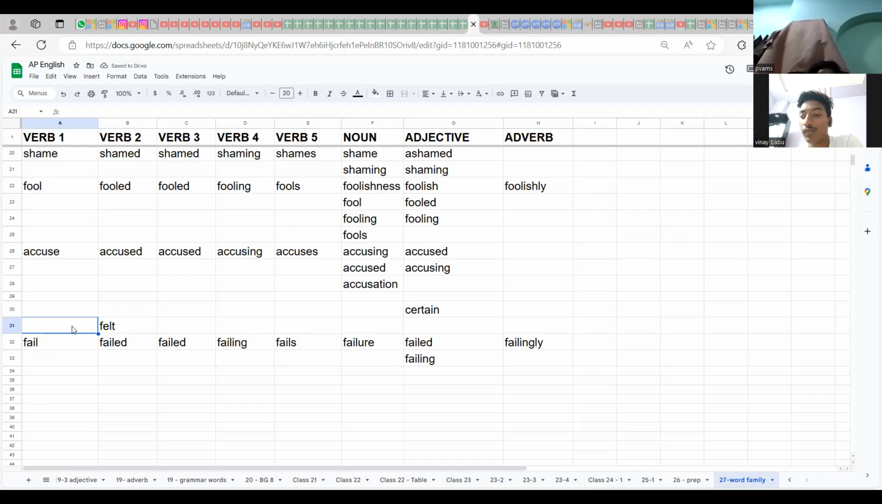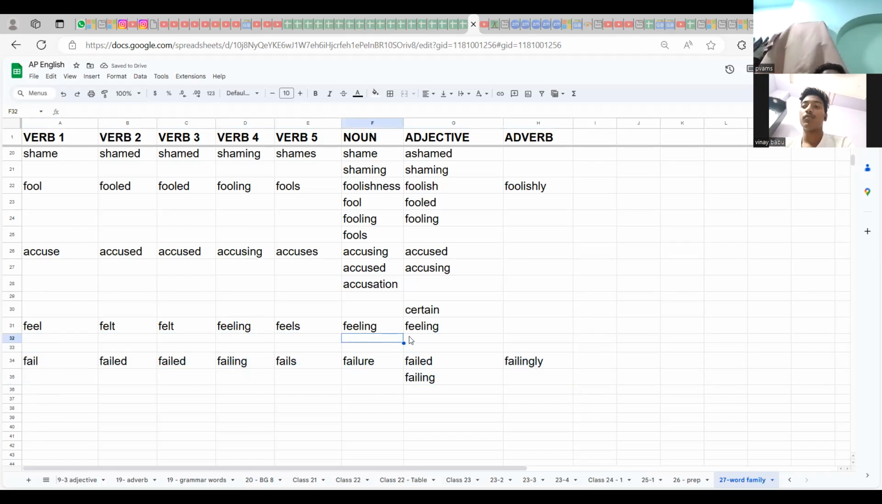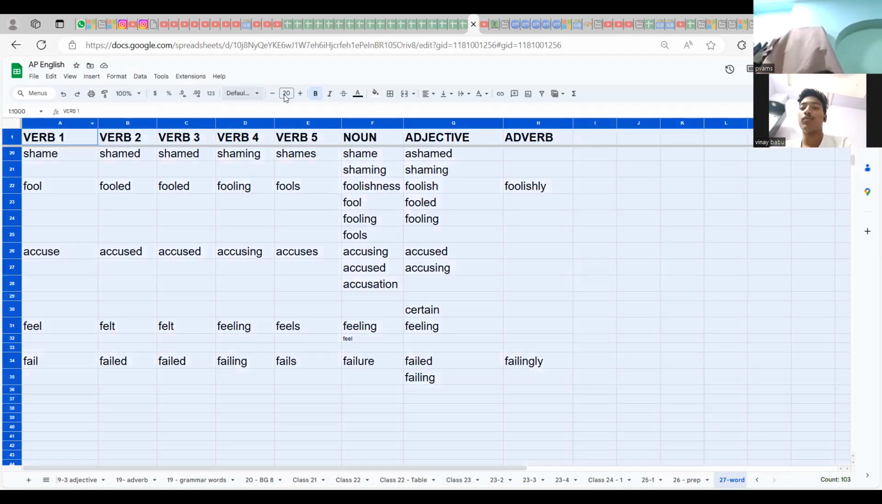Felt. Feel. Felt. You look at how I am filling it up. Feeling. Feels. Look at them. Feeling. See the feeling? You can have it there. You can also have one more. Feeling. Look at the feel. We have the feel. I'm putting the feel in the noun column also. That is the difference it is going to make.